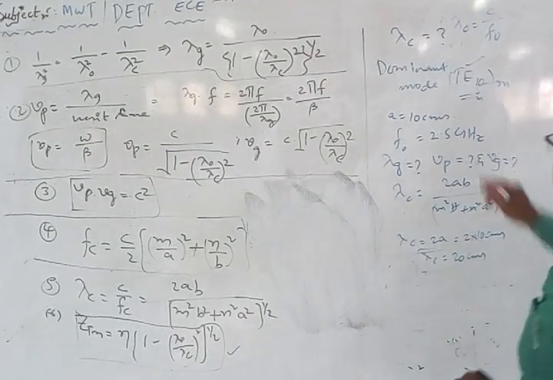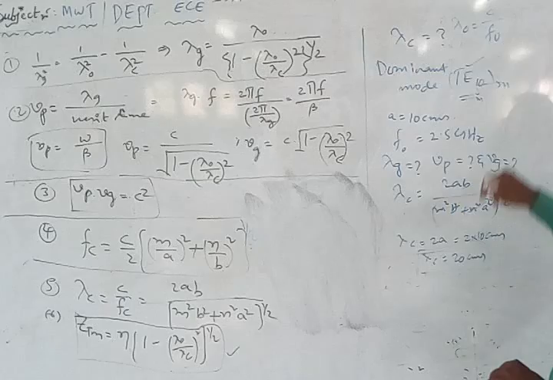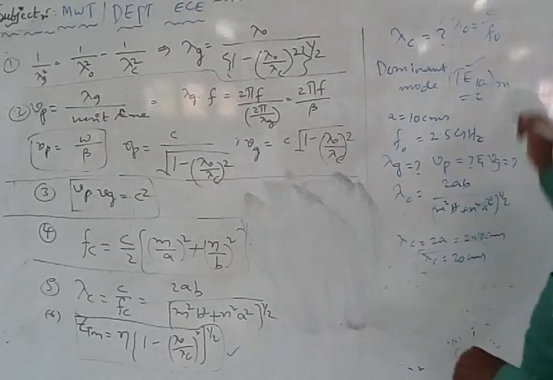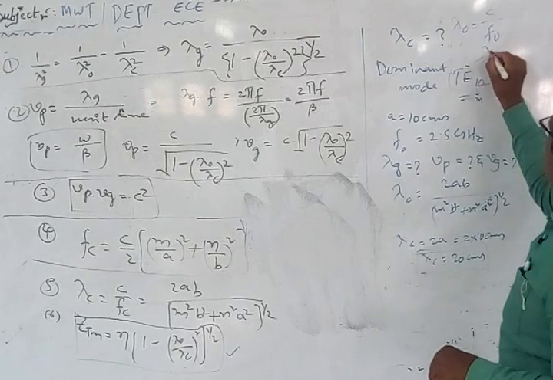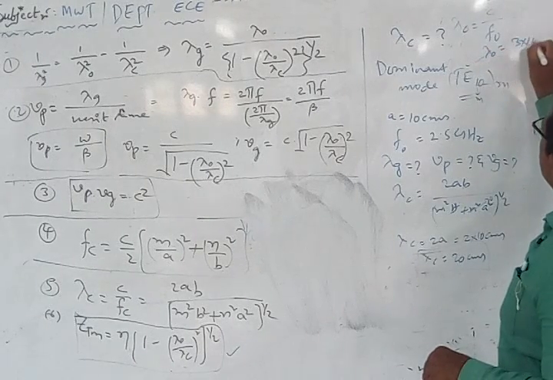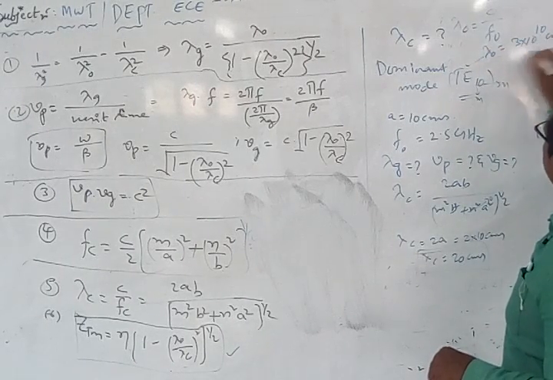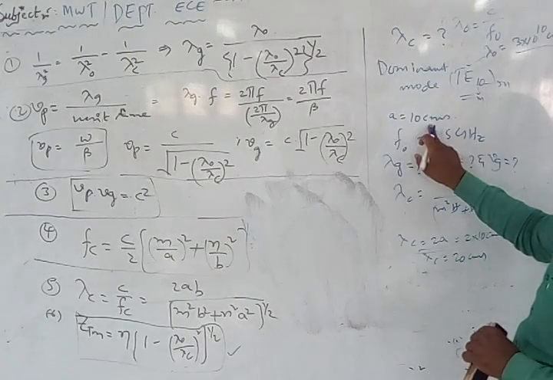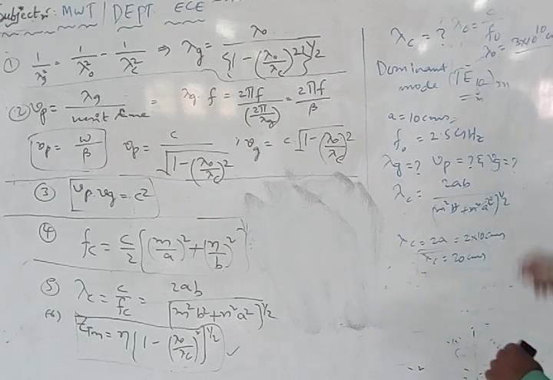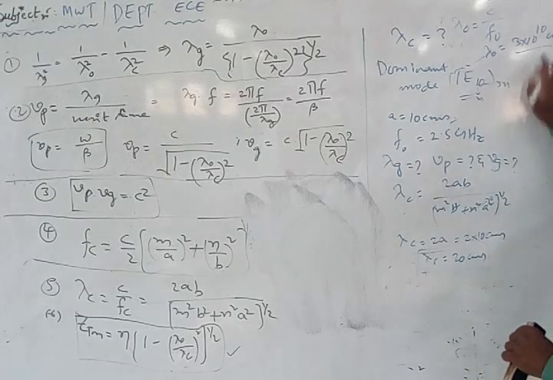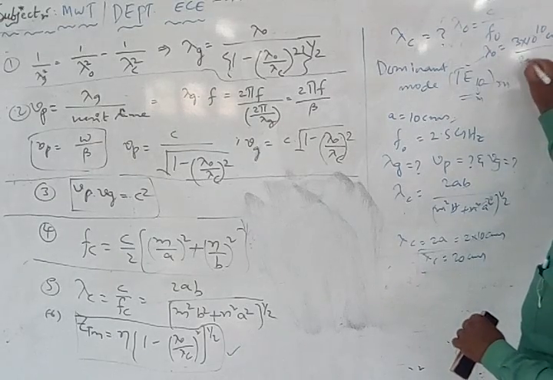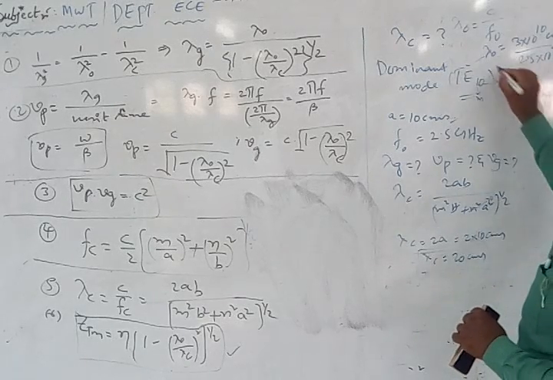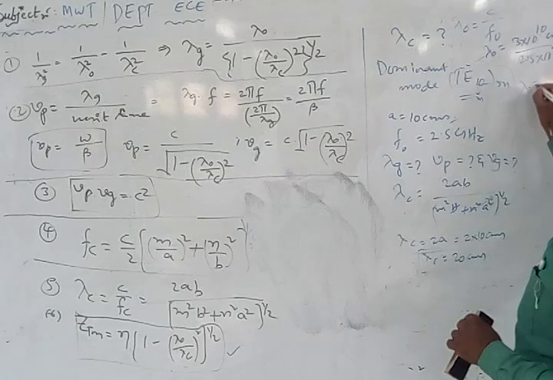So f naught is given to us as 2.5 gigahertz. C is nothing but the velocity of light. So we can write lambda naught is equal to 3 into 10 power 10 centimeters, because I am writing in terms of centimeters, as the unit's dimensions are given in centimeters. 3 into 10 power 10 centimeters into 2 by 2.5 into 10 power 9. That is the equation for lambda naught.